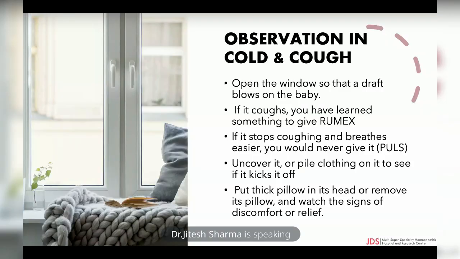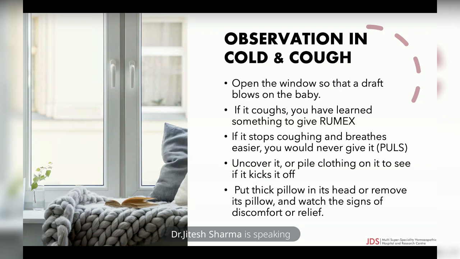Now suppose you open the window so that a draft of air blows to the baby, and if he coughs, you can think of Rumex, right? Draft of air aggravation, and you can think of Rumex. But if the baby stops coughing and breathes easier, you would never give Rumex. Remedies you can think of then are like Pulsatilla, open air amelioration. So you have to think this way. You need to observe what is aggravating and what is ameliorating.